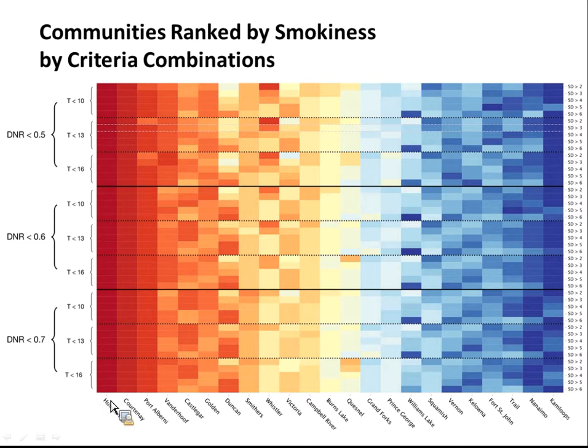Houston comes up as the smokiest community regardless of what values we use. Kamloops comes up as pretty much the least smoky community regardless of what values we use. And here you can see that there's relatively good consistency across all of the different values that we tested. So in general, these communities are smokier, and in general, these communities are less smoky.